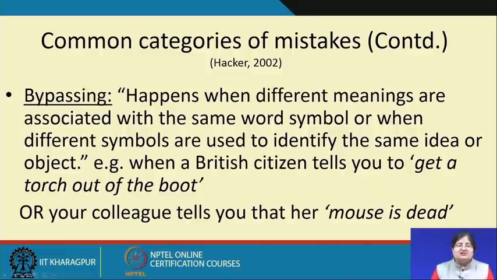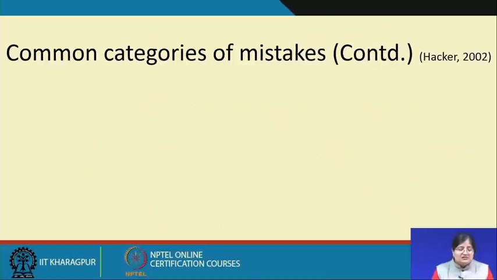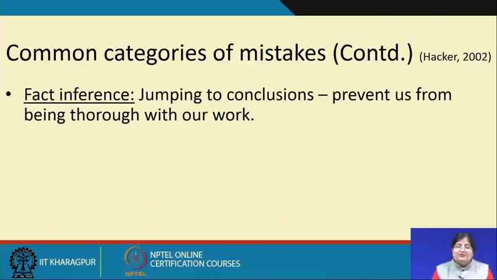category of mistakes. Now, we tend to use these terms, again it depends on the context that you are talking about, it depends on the context that you are working in. Sometimes it becomes inevitable for these mistakes to appear, but to the extent possible when revising, please be careful that these mistakes do not confound the meaning that you want to convey through your research. Okay. Fact inference refers to jumping to conclusions which prevent us from being thorough with our work.